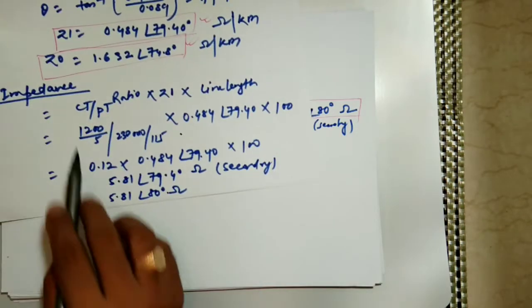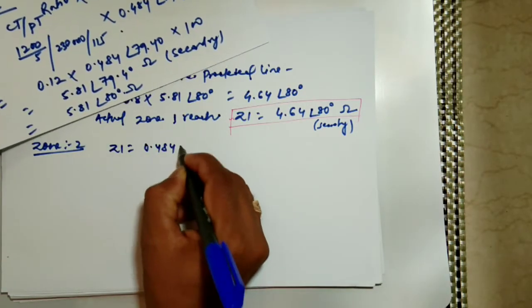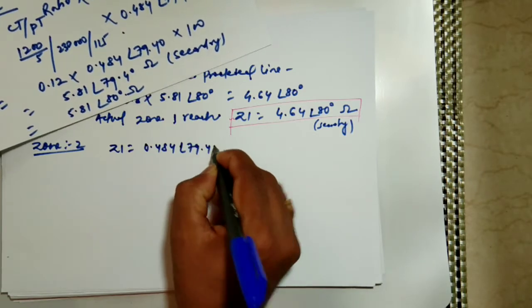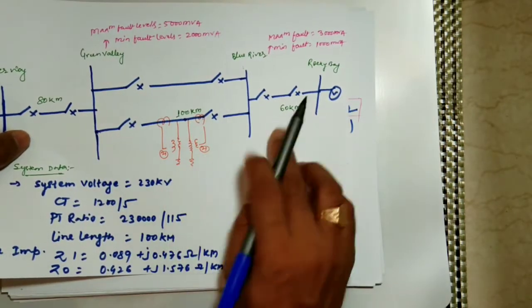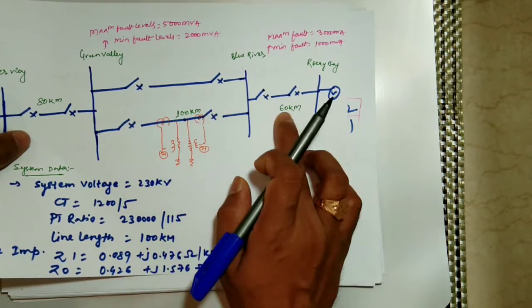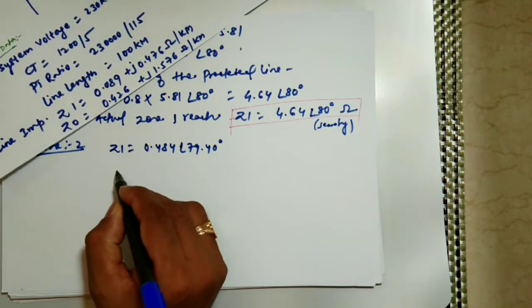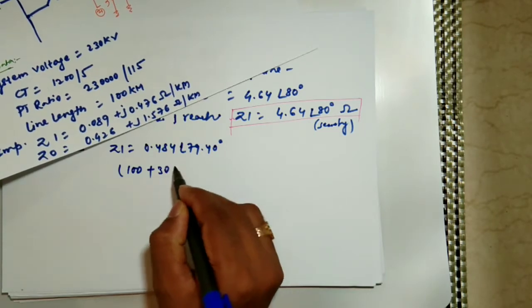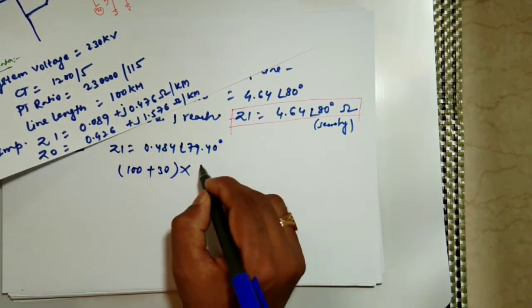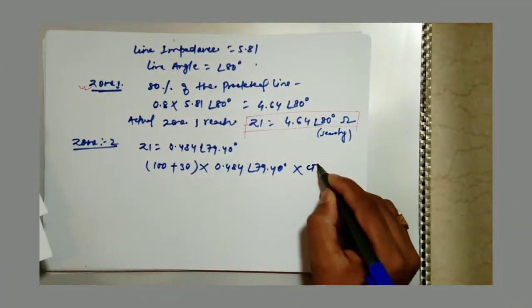Let me write that actual Z1 value. Z1 value is equal to 0.484 at 79.4 degrees. Since the line length will now be 100 plus 50% of this line, that means 50% of 60 is 30 kilometer. So the line length will be 100 kilometer plus 30 kilometer. This is the line length into impedance 0.484, 79.4, into our CT by PT ratio.